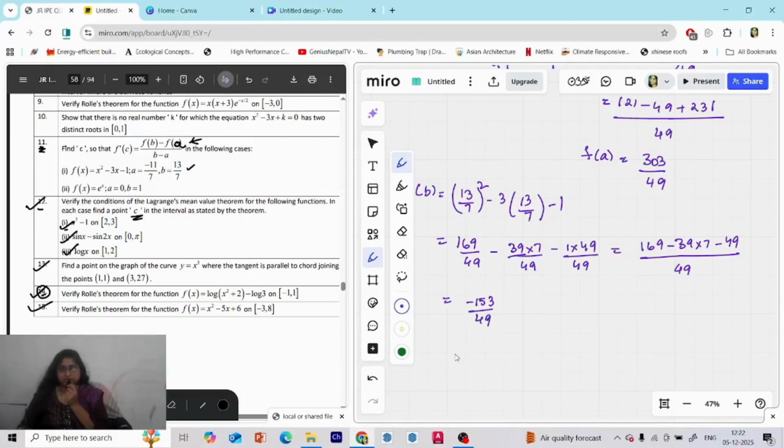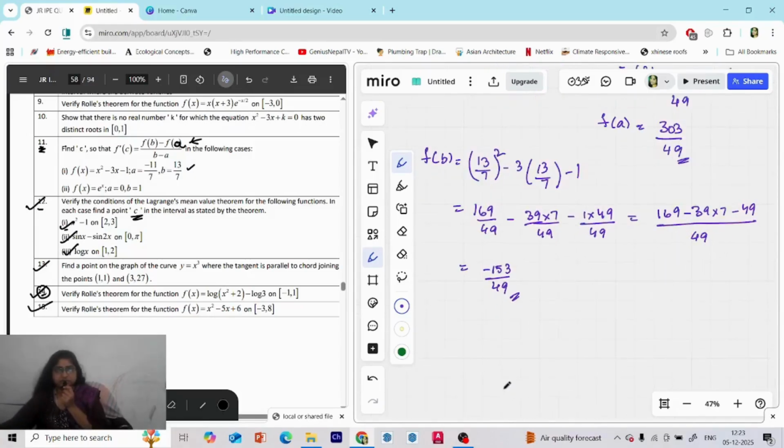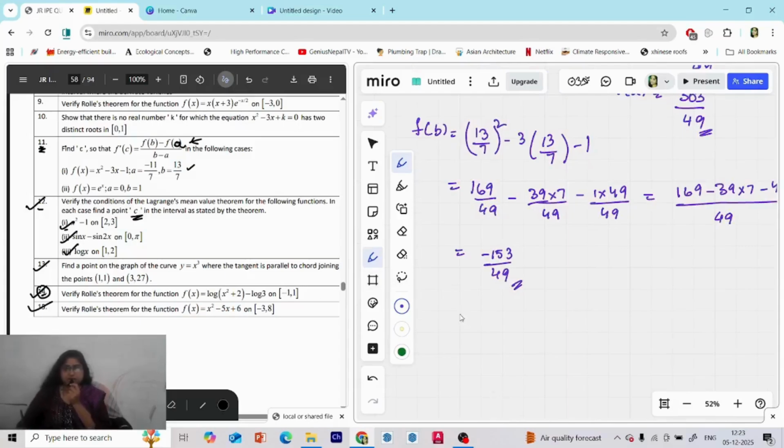So this is our f of b value, and that is our f of a value. Now what do we have to find out? F dash c. So f dash c should be equal to f of b minus f of a. What did we take f of b as? 303 by 49 minus... one second, sorry, let me just write this down so that it's clear first. F dash c is equal to f of b minus f of a by b minus a.